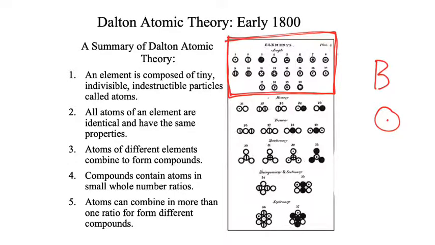Okay. So those are our rules. Do any of those rules stand out based off of your readings as being wrong? The first one. Do we have particles smaller than atoms? Yes. Namely, protons, neutrons, electrons. Okay? Anything else?